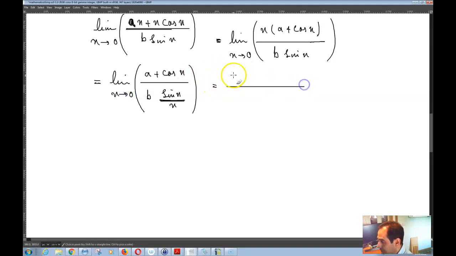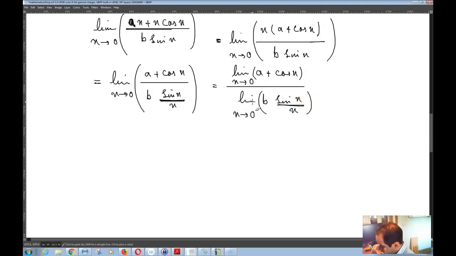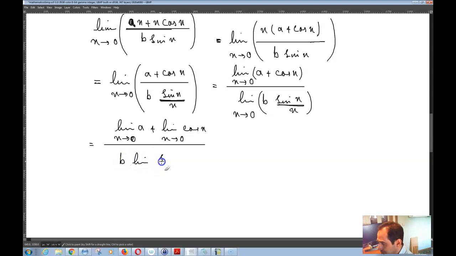Now this is the same thing as the limit of a plus cos x as x tends to 0 over the limit of b times sine x divided by x as x tends to 0, which is of course equal to the limit of a as x tends to 0 plus the limit of cos x as x tends to 0 over b times the limit of sine x by x as x tends to 0. You can take the b out.